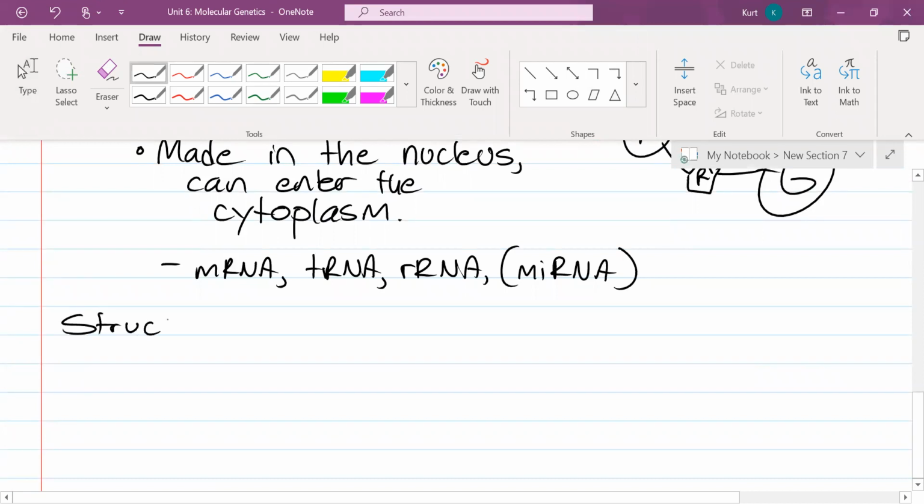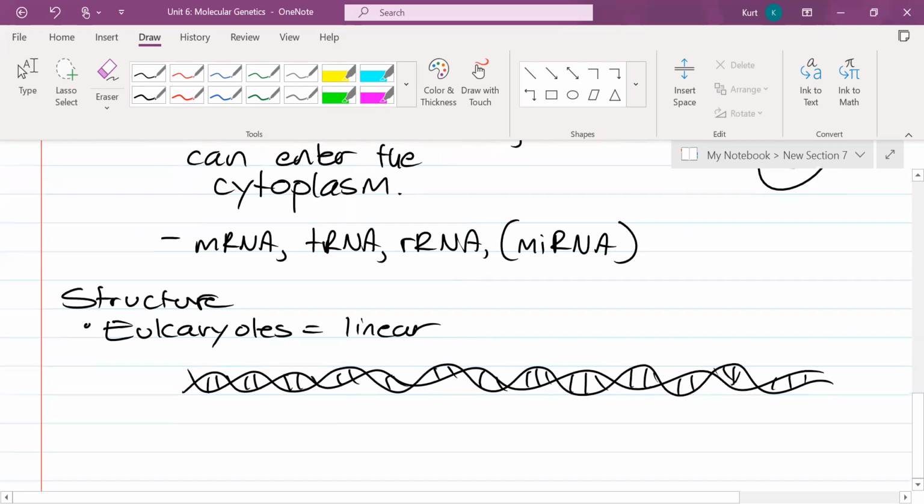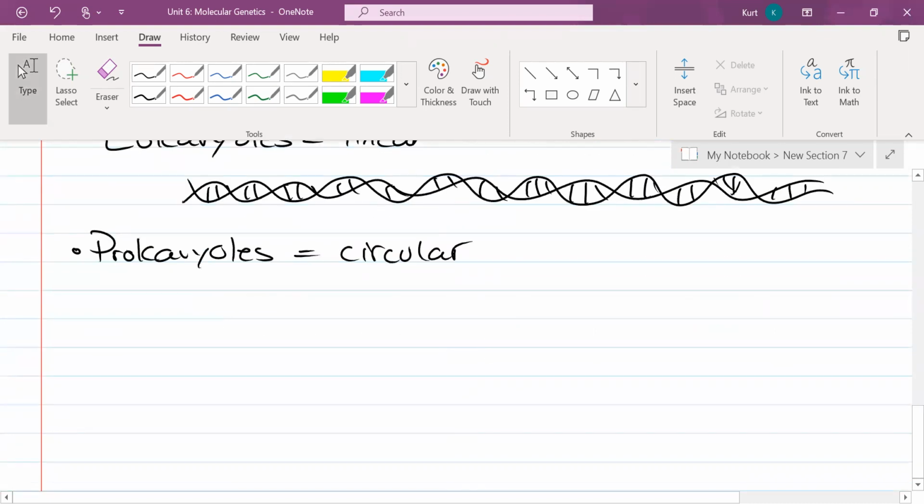Structure, how it looks. In eukaryotes, like us, it's linear. DNA looks like this. And then in prokaryotes, do you recall how it looks? It's circular. Looks like this.